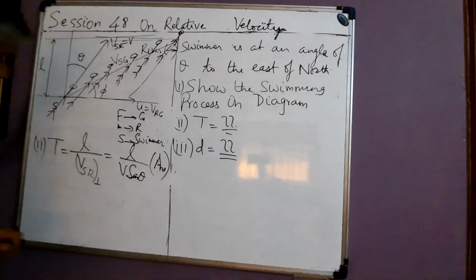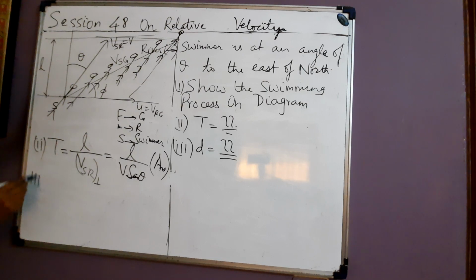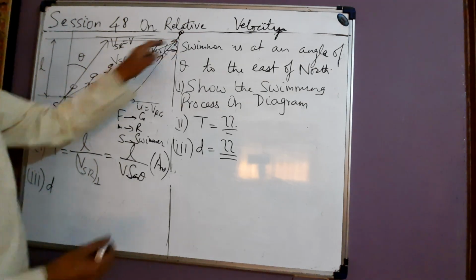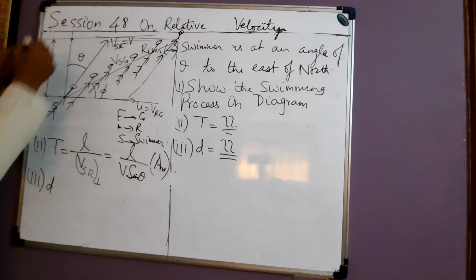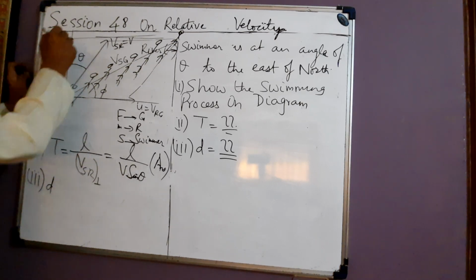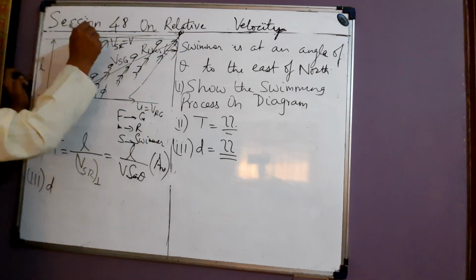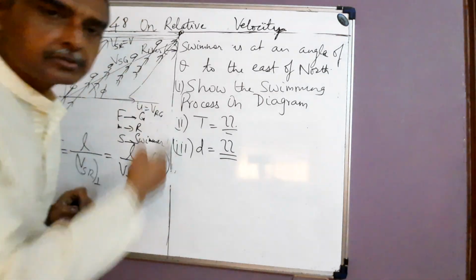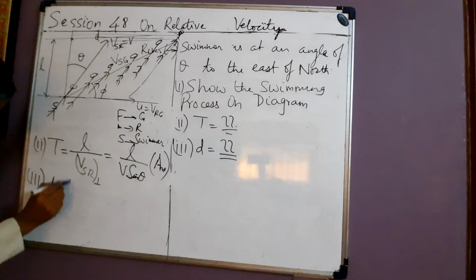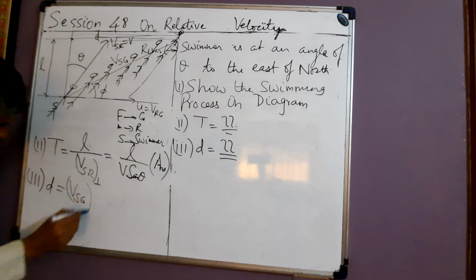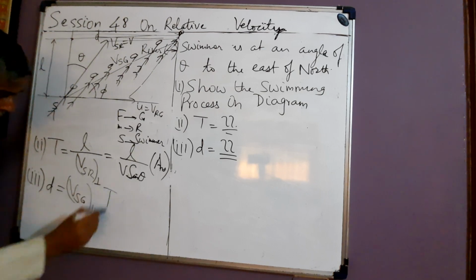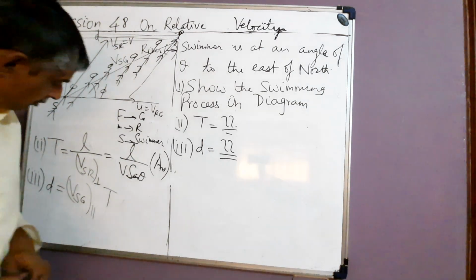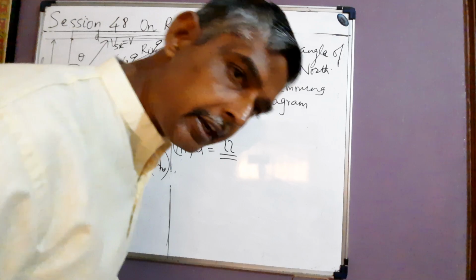Alright, fine. Then we have been asked to find the drift. The swimmer starts from here and finally lands here. This is the point just opposite to the starting point on the north bank. This is the drift of the swimmer, D. As found in the 47th video, the drift of the swimmer is nothing but the component of VSG along the river flow direction into the time taken by the swimmer to cross the river. So VSG parallel into capital T. Alright, fine.